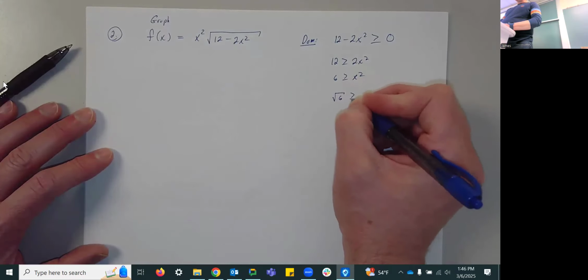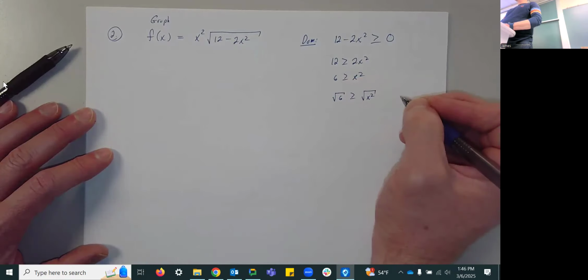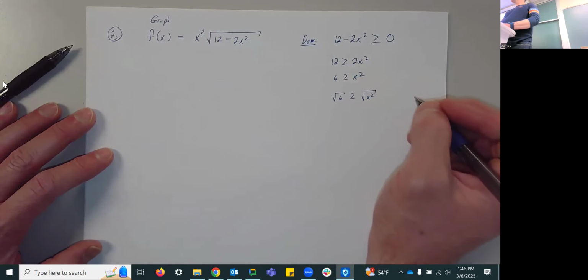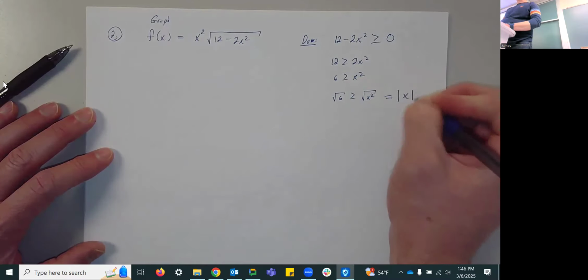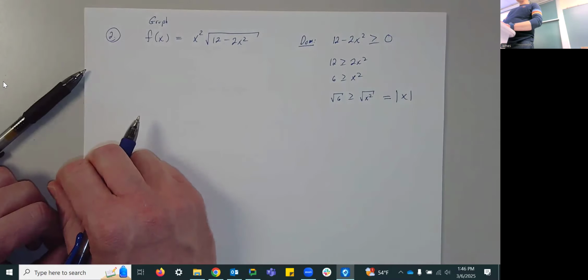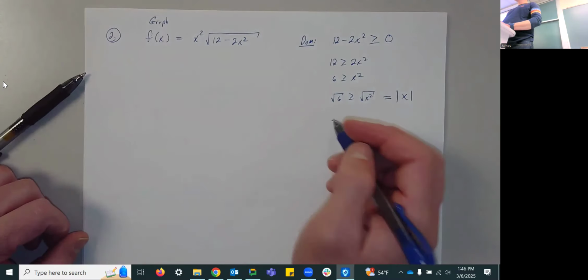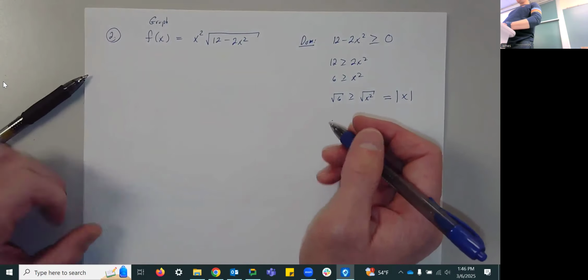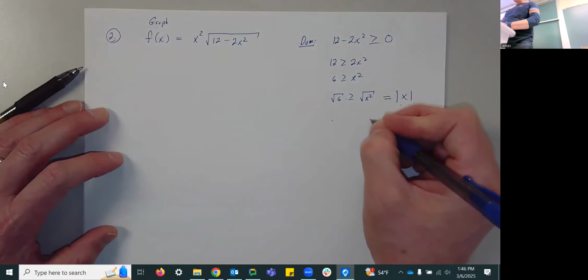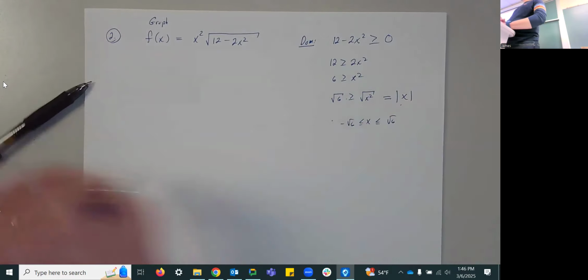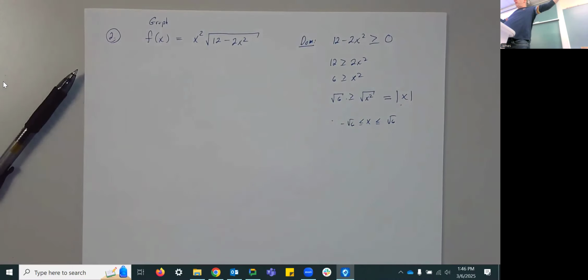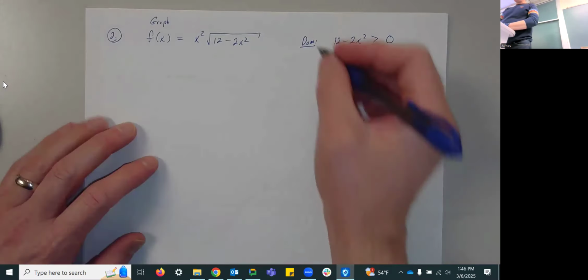Square root of 6 bigger than or equal to the square root of x squared. And what's the square root of x squared? Not just x, absolute value of x. So if the absolute value of x is less than or equal to root 6, that means x is between root 6 and negative root 6. So that's our domain. We're actually pretty limited here. Like as far left is negative 2 point something, and as far right is positive 2 point something. Okay, so keep that in mind as we start graphing here.